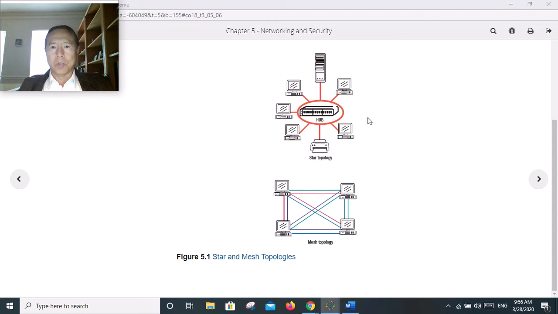Logical topology, that will be one printer, five PCs, one server. That's your logical topology. So I show you a physical topology as a star topology here, and then the mesh topology here. 1, 2, 3, 4, say four PCs. Each one has a direct connection to the other three computers, like this one connects here, here, and here, all the same. That's called mesh topology.